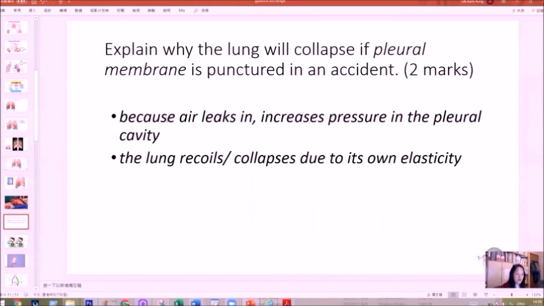So if we puncture or damage the pleural membrane, air will leak in. So this will increase the pressure in the pleural cavity. The pleural cavity has air. It is not vacuum. It is not airtight. Then the lung recoils due to its own elasticity.